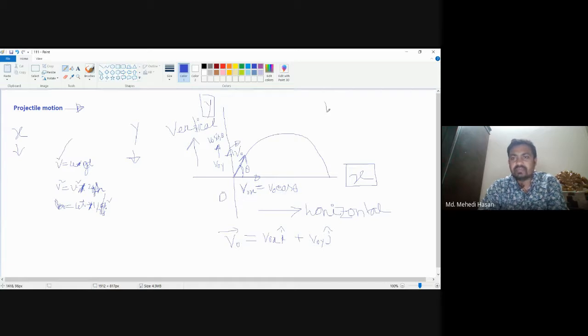Say a question is given: an object is thrown with initial velocity v naught equal to 2i plus 4j. Here 2 is the x component of the velocity along the x-axis, and 4 is the y component along the y-axis. So the initial velocity will definitely have two components, and at a certain time, at some point, the velocity is say v1, then at the highest point the velocity is v2, and at that point the velocity is v3, and at that point the velocity is v4.